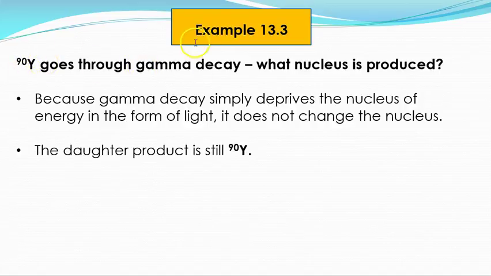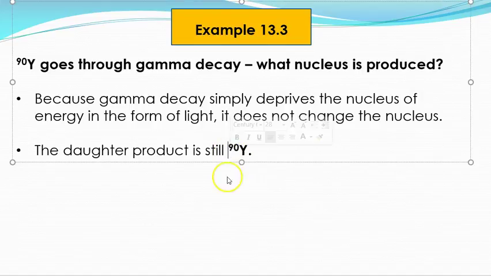The last example is about gamma decay. And we have Y-90. Because gamma decay simply deprives the nucleus of energy in the form of light, it doesn't change the nucleus. So the daughter product will remain as Y-90.